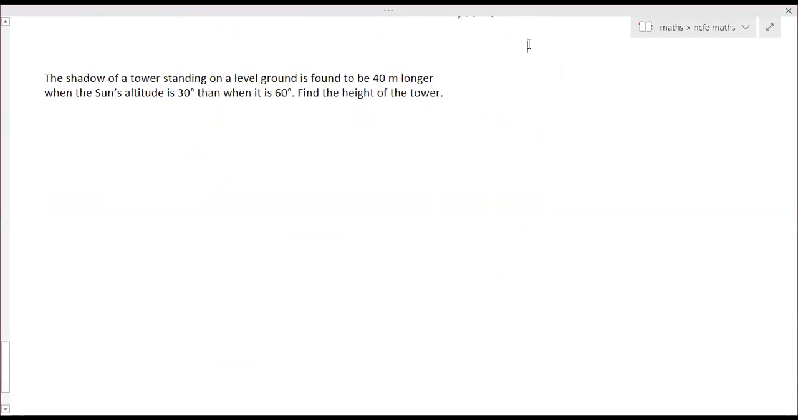Next question. The shadow of the tower standing on a level ground is found to be 40-meter longer when the sun's altitude is 30 degree than when it is 60 degree. What will be the diagram? What is the meaning of this?